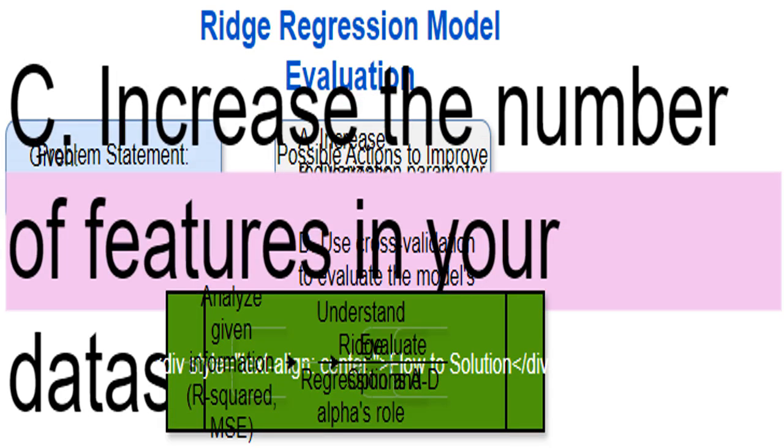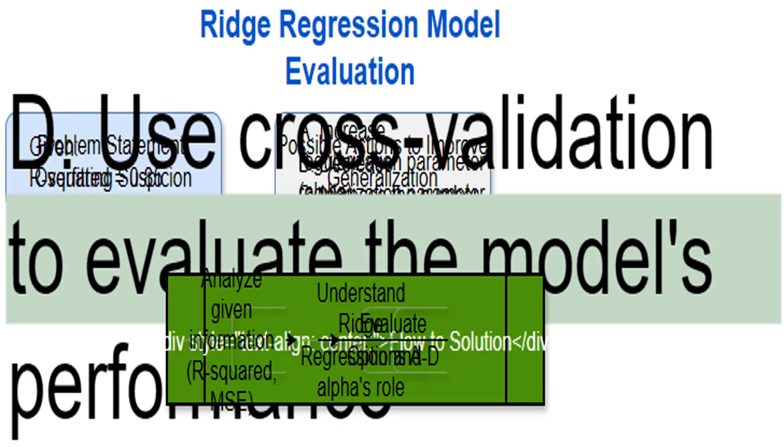Adding more features can increase complexity and lead to more overfitting, even with ridge regression. This is not typically the recommended approach to improve generalization in this situation. I can employ cross-validation. This technique is excellent for evaluating model performance on unseen data. It helps me estimate how well my model generalizes and identify potential overfitting problems. This is a key method for assessing model reliability.